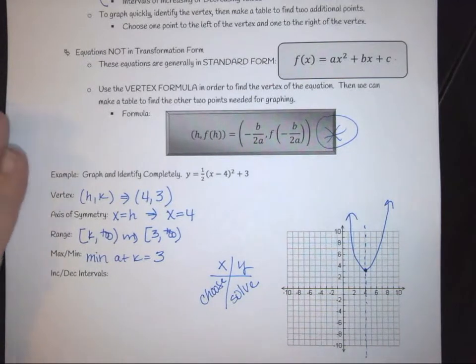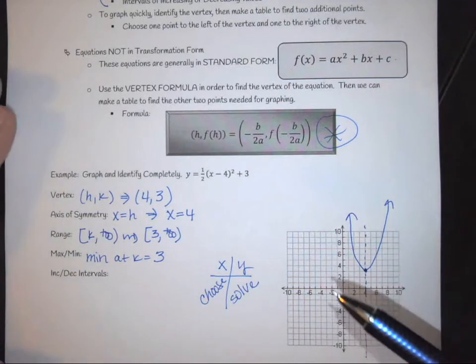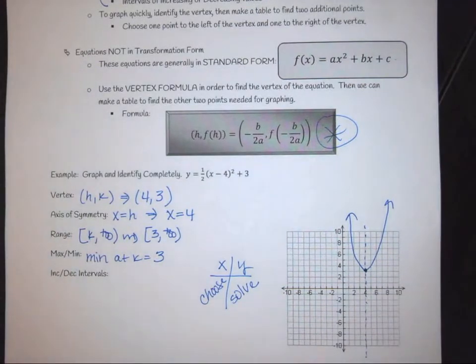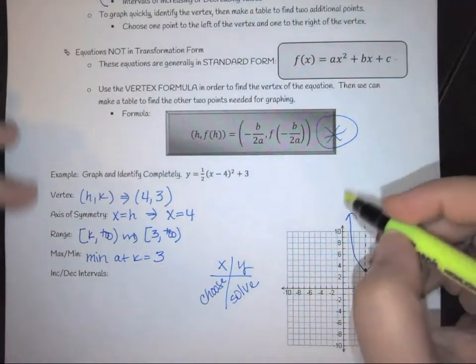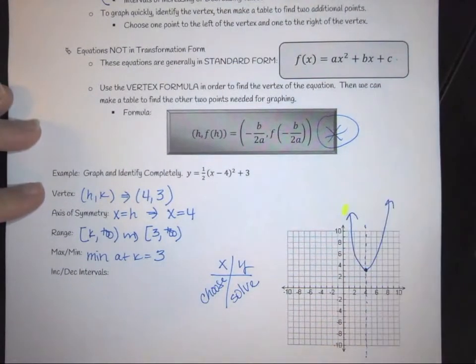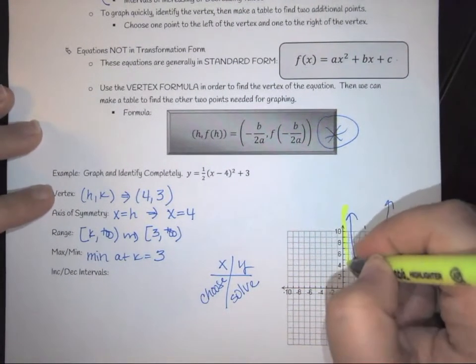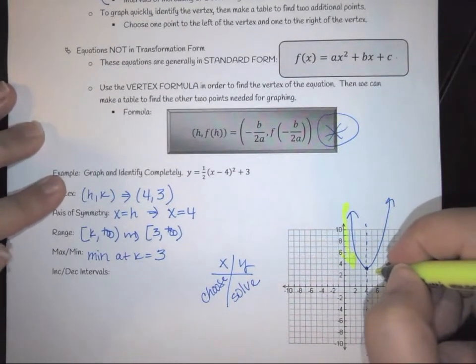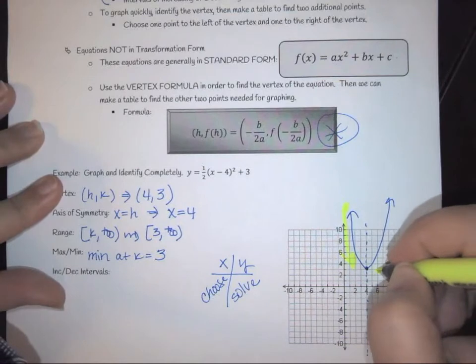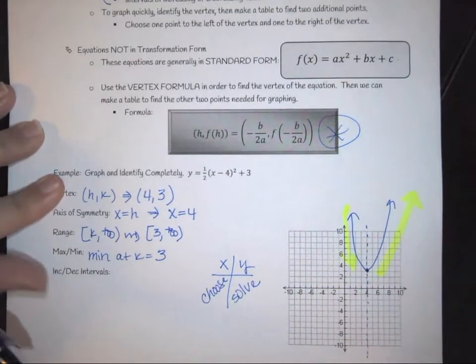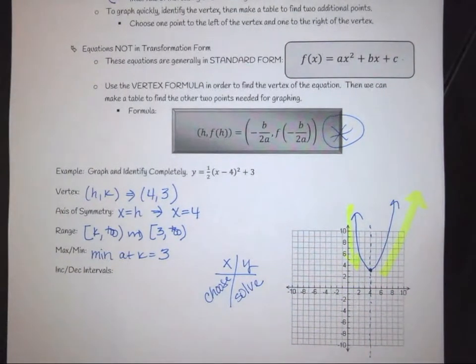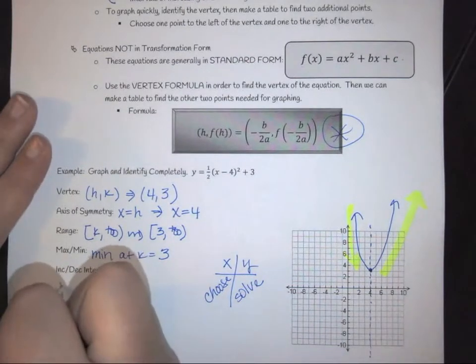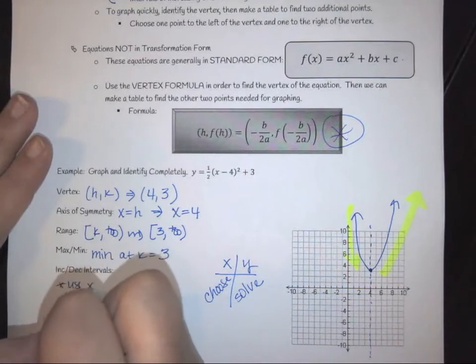Now, when we're talking about intervals of increase and decrease, you need to look at your graph. Now, what I like to say is this. Go ahead and stick your pen on your graph, and if it draws towards you, then you are decreasing. If you stick your pen on your graph and you're drawing away from you, then you are increasing. So here in this graph, we are going to use the X values.